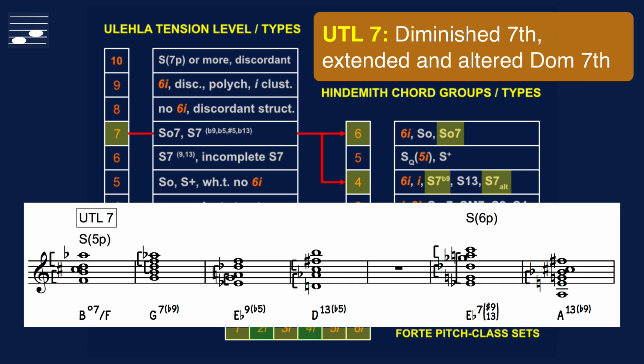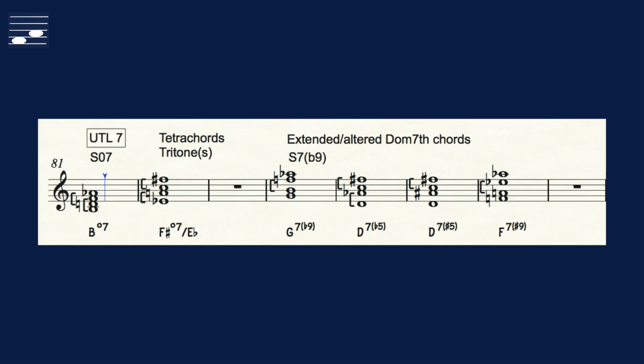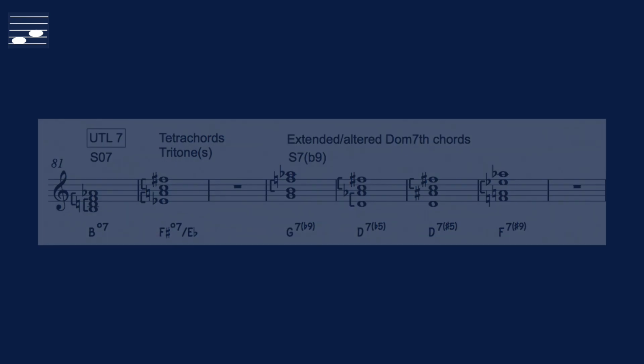Adding more chordal functions, we may create 5 and 6-part structures at UTL 7. These are regularly found in modern jazz music. Here is how the tetrachords at level 7 sound. And the 5 and 6-part structures.